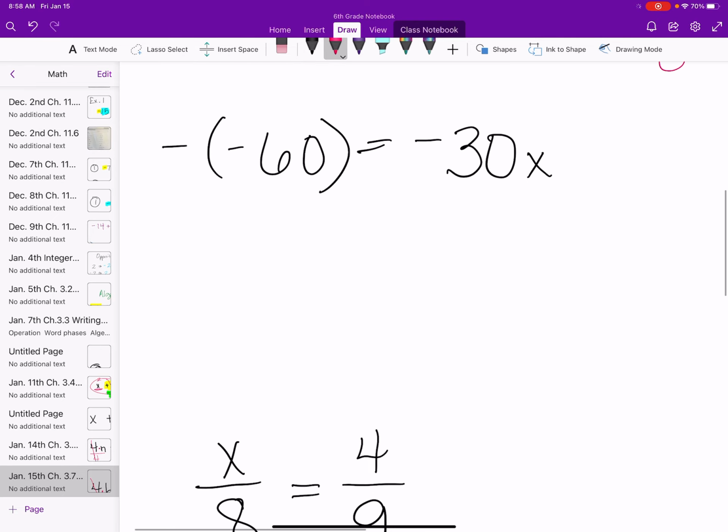Let's look at this next one here. This one, you're going to notice something. You have a double negative up here, and there is no number in between those two negative signs, which means they cancel out and we make a positive. So now this is like saying positive 60 equals negative 30x. Okay, my negative 30 is with my x, but I want my x by itself. So instead of doing negative 30 times x, I need to do the opposite, which is divide. So I'm going to divide by negative 30.